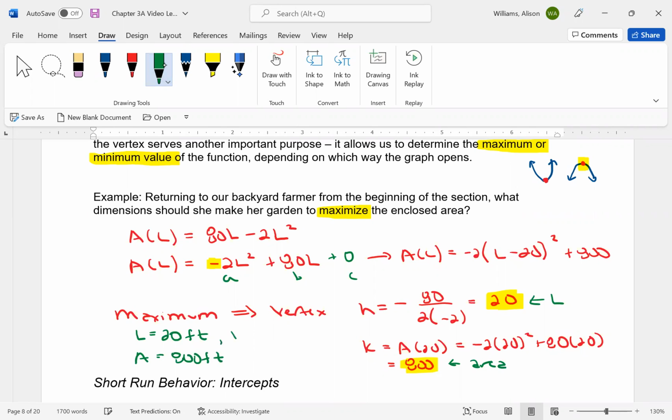Now, the width, by the way, which we found previously, is going to be 80 minus 2L. So 80 minus 2 times 20, which is 40, and 80 minus 40 is 40. So 20 feet by 40 feet is going to give us a maximum area of 800 feet squared.